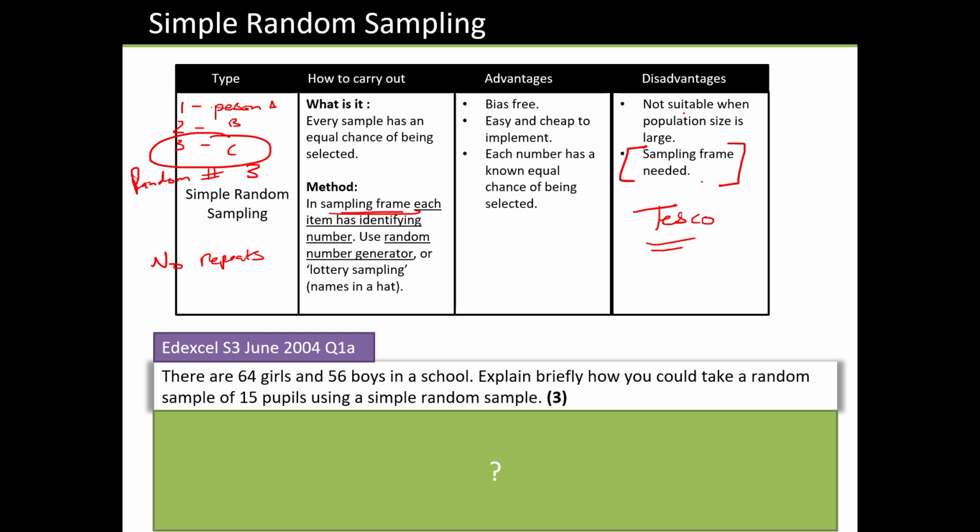Also, if the population is really, really very large, this process is going to take quite a long time. You're going to go one by one finding these numbers or matching them up. Okay, it's not necessarily going to be that quick when the population is large.